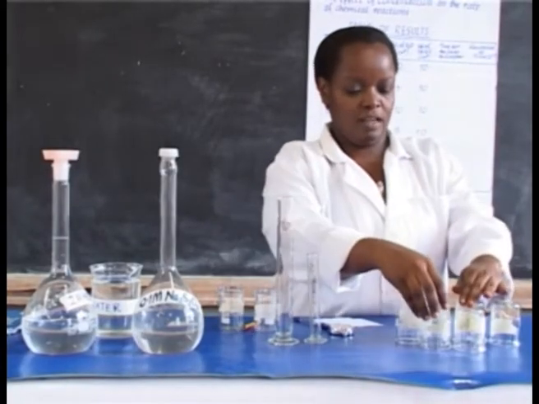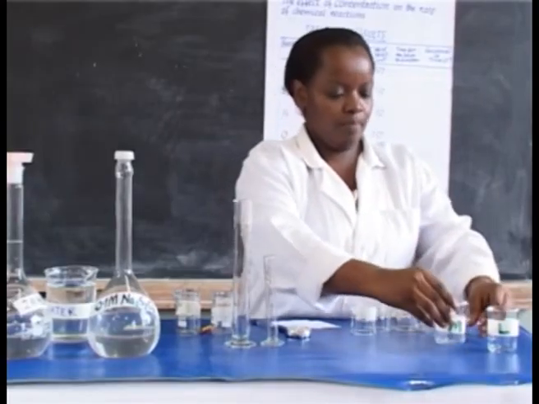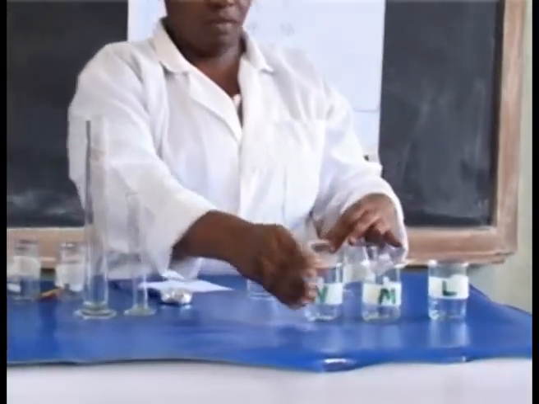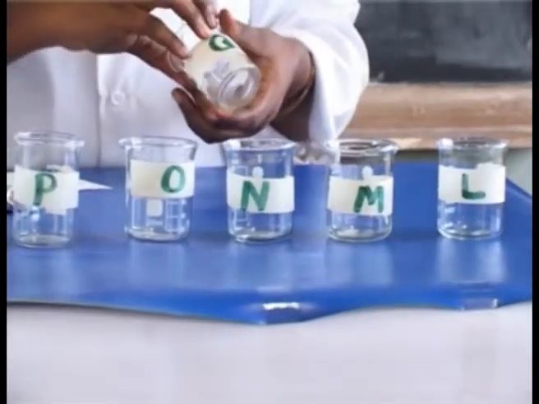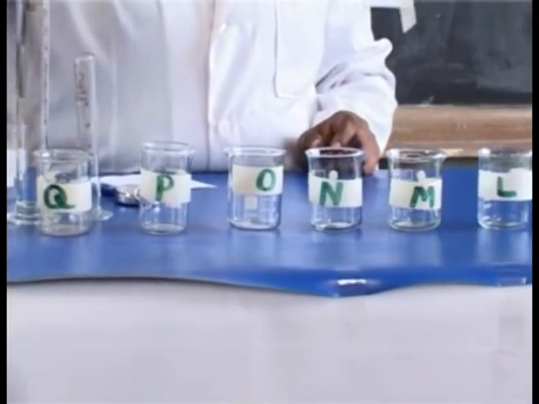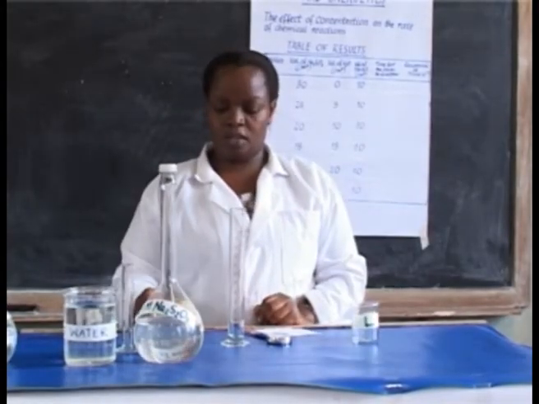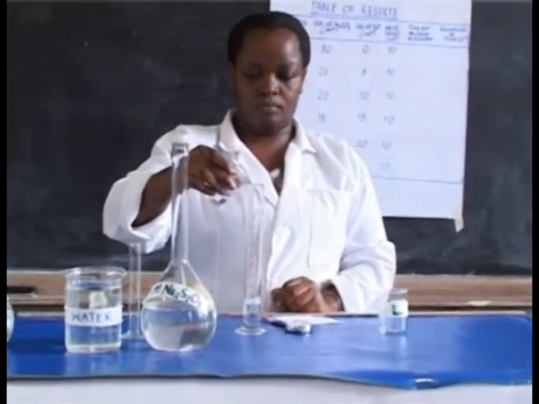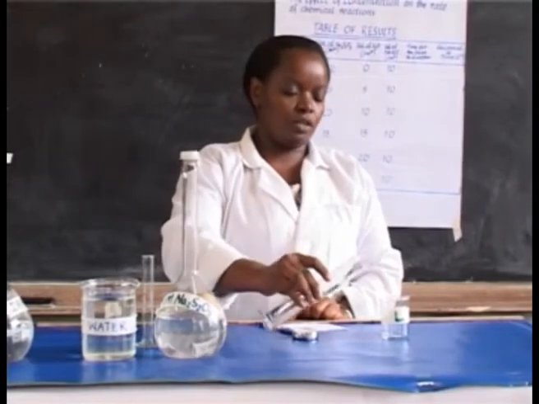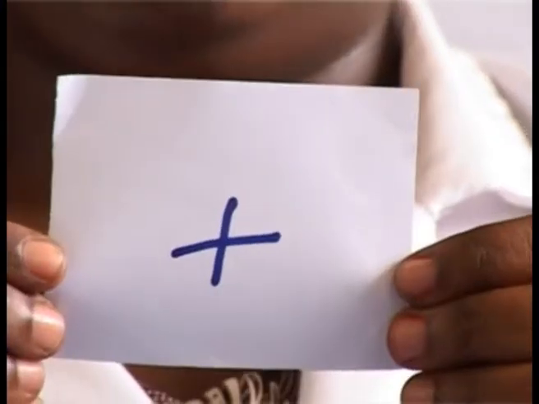Label the beakers as follows: L, M, N, O, P, and Q. Take beaker L, measure 30 mils of sodium thiosulfate, pour it in beaker L, draw a mark, and put this mark under beaker L.